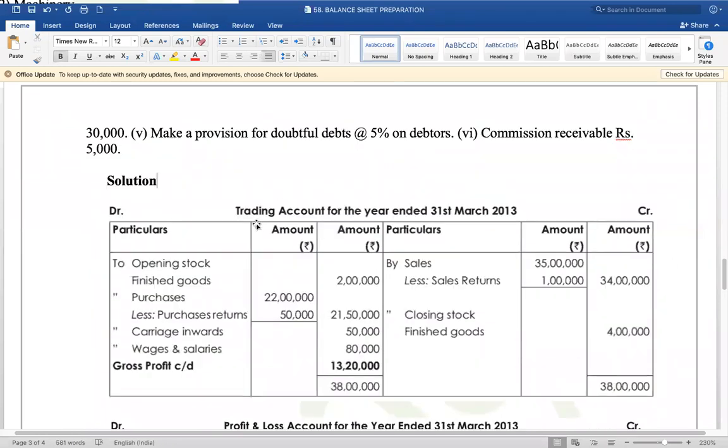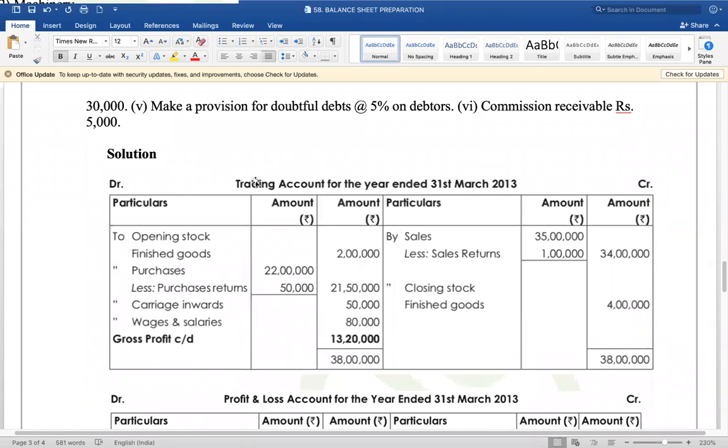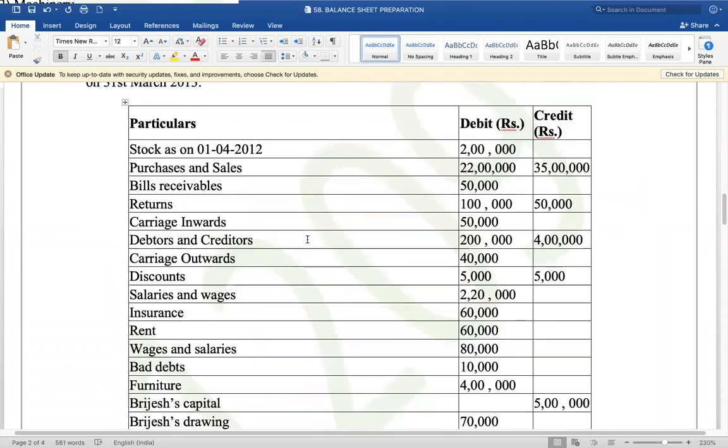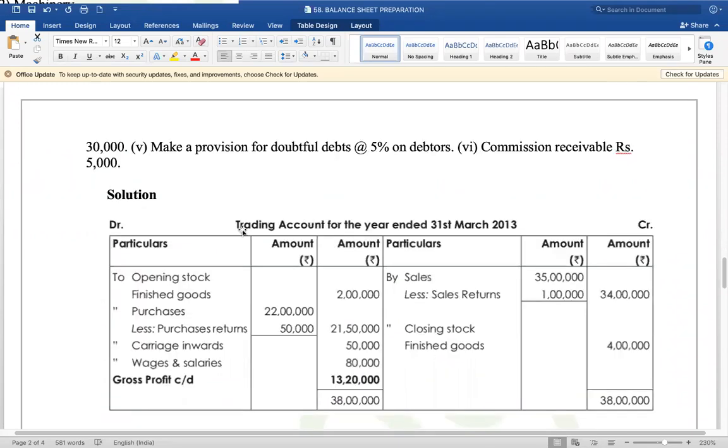Now this is a template for trading account. In the trading account we look into only the items pertaining to the factory, or if there's no factory, only those things which are brought into the warehouse and till the sale. Like you have opening stock already in the godown and you have purchased 22 lakhs worth. What is this 2 lakhs? You take this 2 lakhs of opening stock, debit it. The trading account is always debited with opening stock, 200,000.